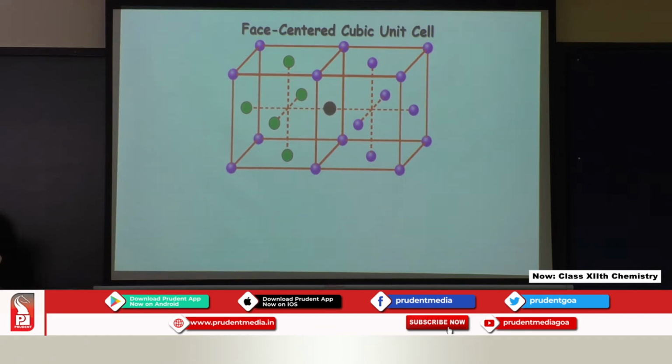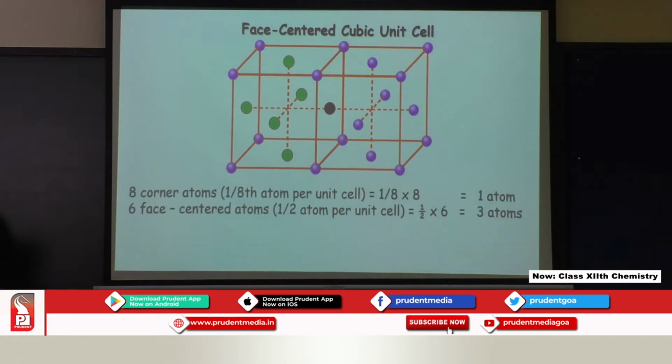Considering now that there are 6 faces to this cube, we will have the calculation as follows. 6 face centered atoms, and hence we have half multiplied 6 times, which comes to 3 atoms. Hence the value of Z for a face centered cubic unit cell or FCC unit cell is 4.